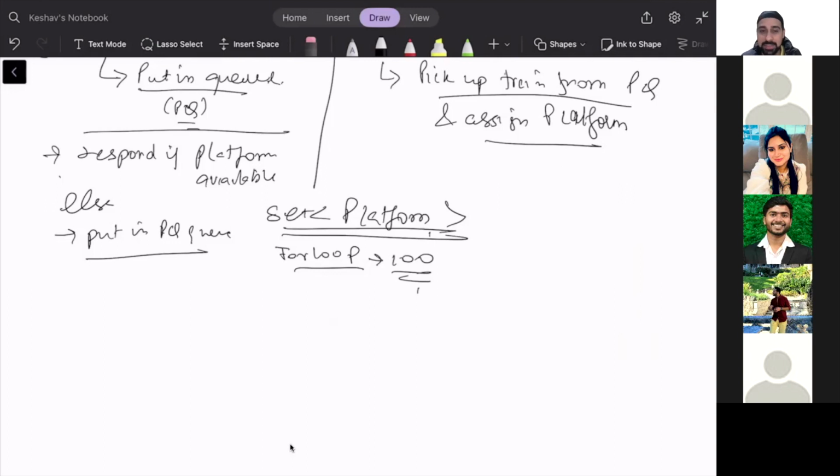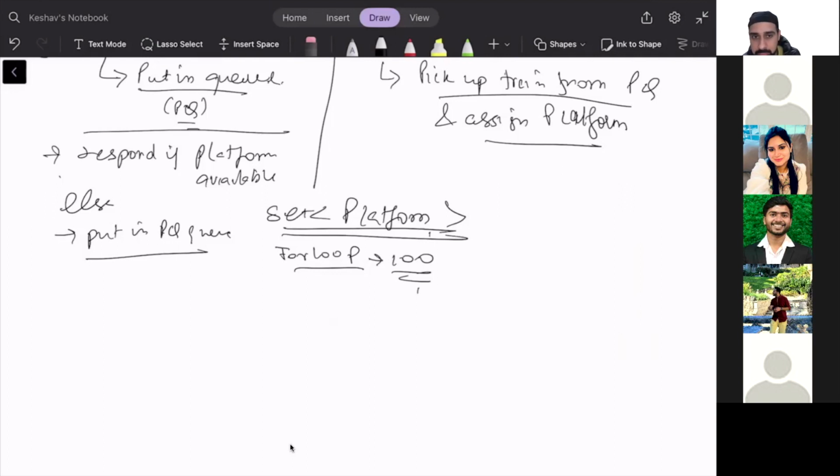Anyone who wants to take a stab at it, or else I'll take a stab at it. Just one more scenario, Keshav. Initially we have a problem when a depart executes. There might be a scenario when there is only one train in the queue and we have two platforms available. Then what needs to be done? Sorry, one train in the queue, and two platforms got available.